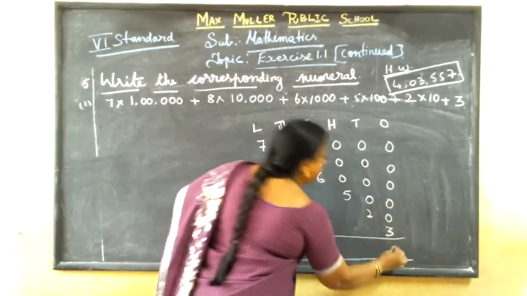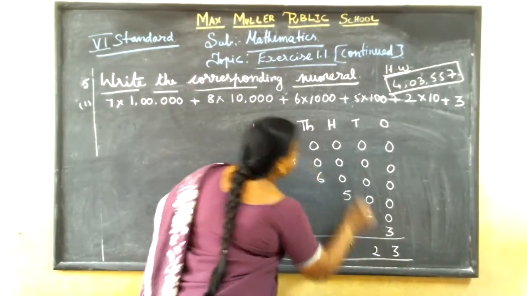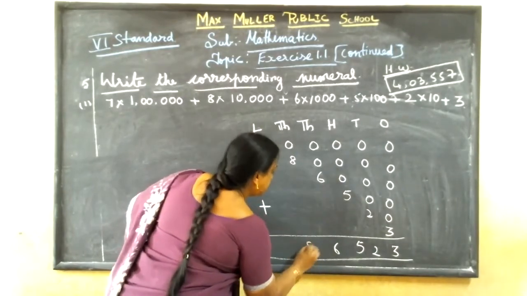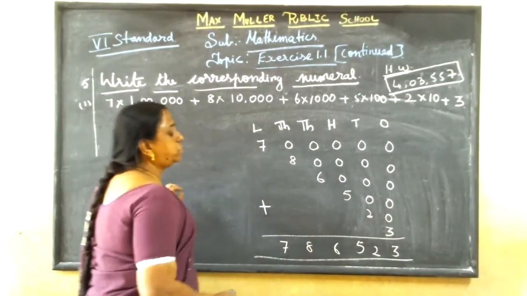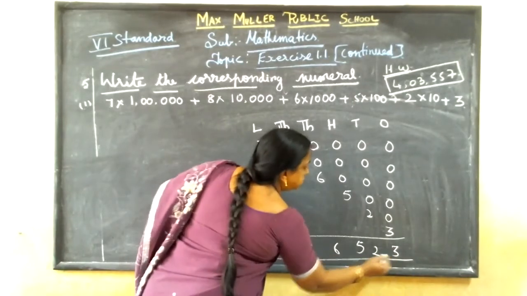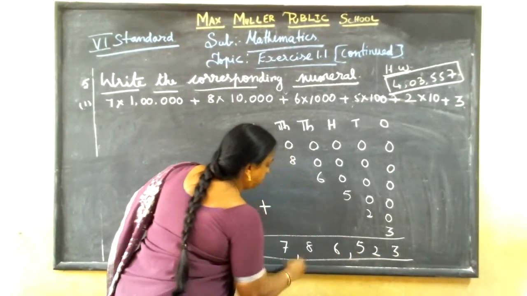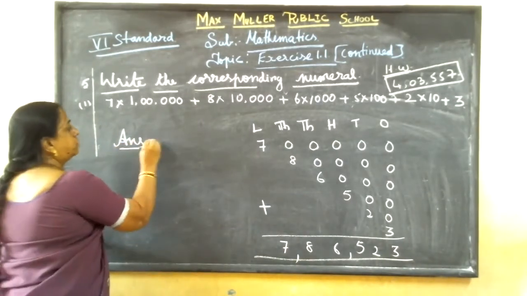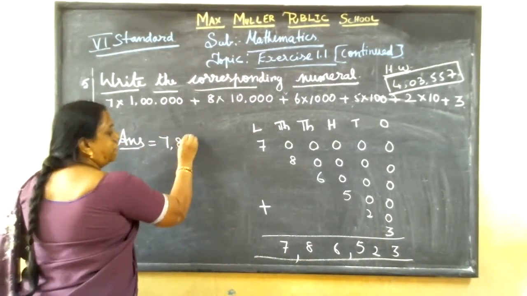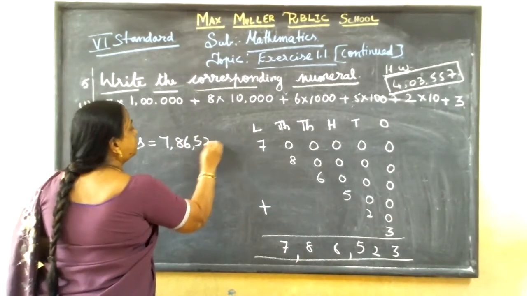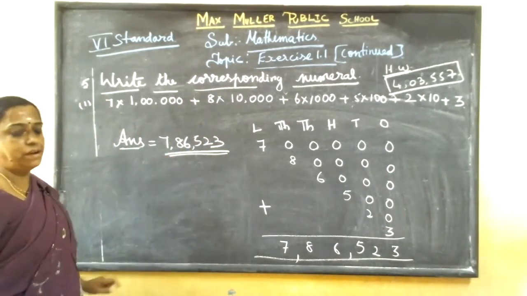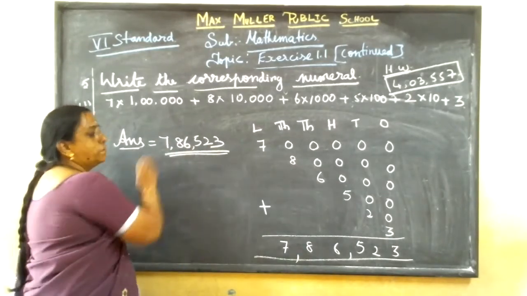So add 3, 2, 5, 6, 8, 7. Now what you should do? Place commas: ones, tens, 100, 1000, 10,000, lakh. So what is the answer? The answer is 7,86,523. This is the answer. Highlight your answer. Underline the final answer. Clear? How to do? Come on, copy down fast.